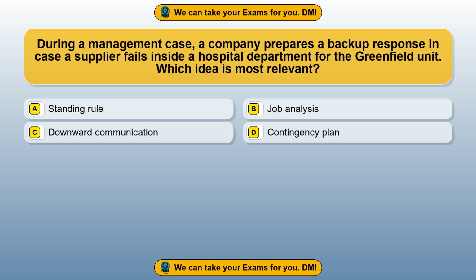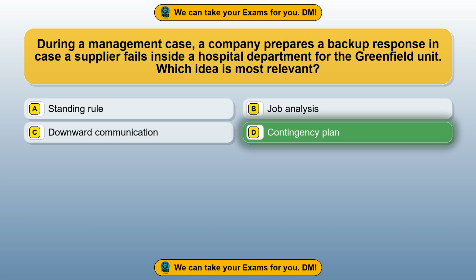department for the Greenfield unit. Which idea is most relevant? Option A, standing rule. Option B, job analysis. Option C, downward communication. Option D, contingency plan. The correct answer is option D, contingency plan.